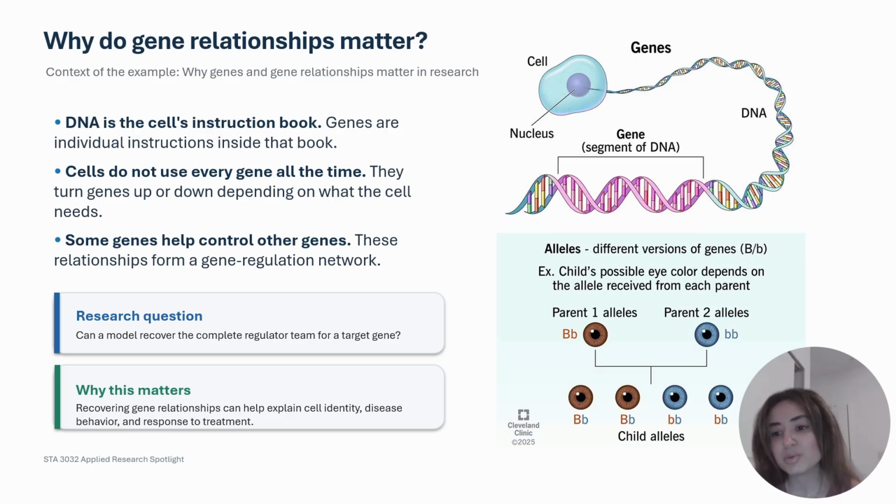So why is the gene regulation network important? These regulation networks are important because they help us explain cell identity, disease behavior, and response to treatment. For instance, we have two cells with the exact same DNA. You might be surprised that the DNA in our brain and kidneys is essentially similar, but what makes them different from each other is the genes and how the genes connect to each other. So we could have the same DNA but behave differently because different genes are active in these two different cells.